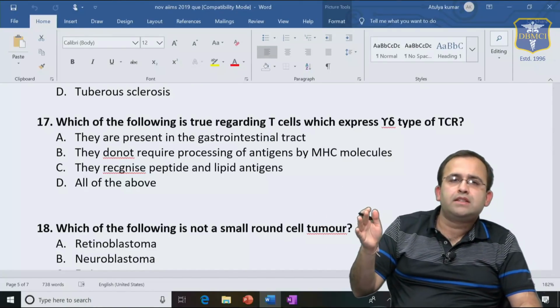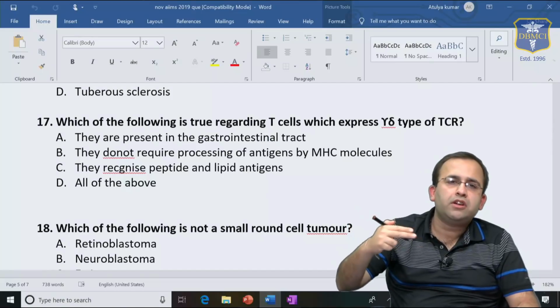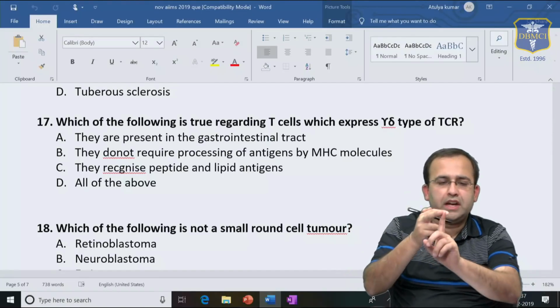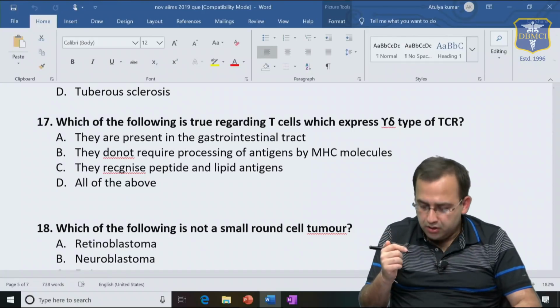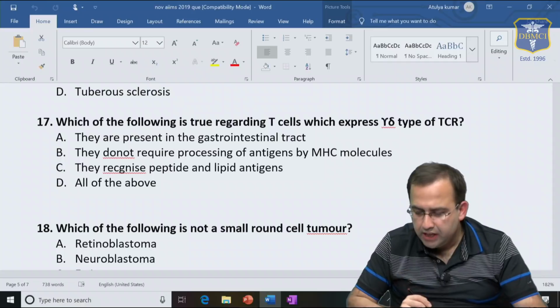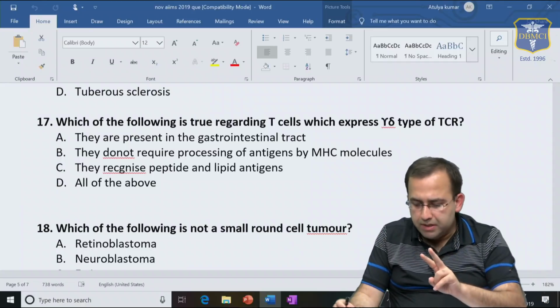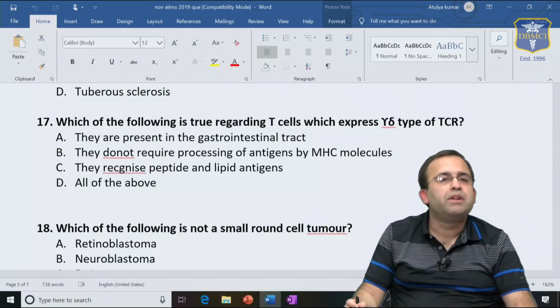Gamma delta T cells are present where antigen comes in contact with the body, that is, mucosa of oral cavity, GIT and genitourinary tract. So they are present in GIT. They do not require MHC for processing, and they recognize peptide and lipid antigens.